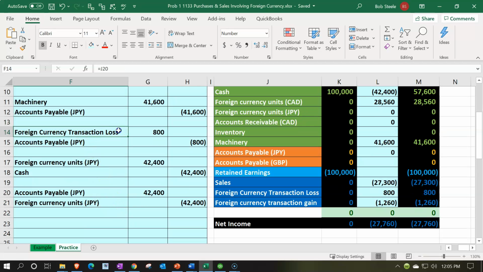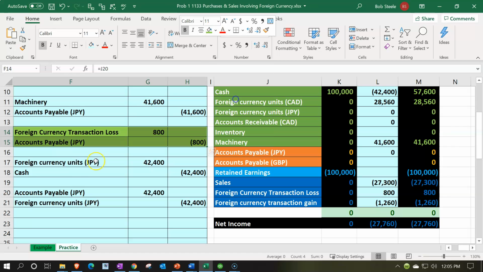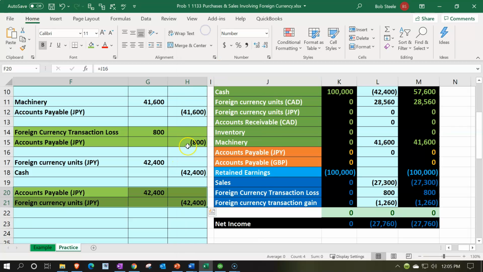So now let's take a look at these two transactions. If I take a look at this one, I'm going to highlight it and make it green, and this one down below. These are the two transactions that we put together to basically value our accounts payable at the same valuation that we're going to be paying at the current spot rate. Note that we could combine these two transactions together.